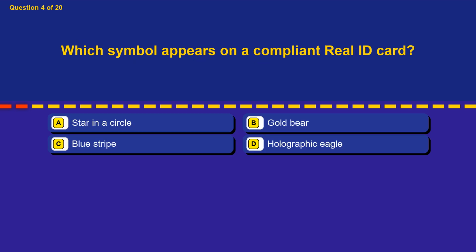Question 4. Which symbol appears on a compliant Real ID card? Option A is star in a circle. Option B, gold bear. Option C, blue stripe. Option D, holographic eagle.